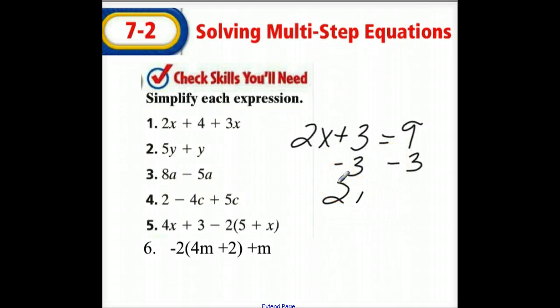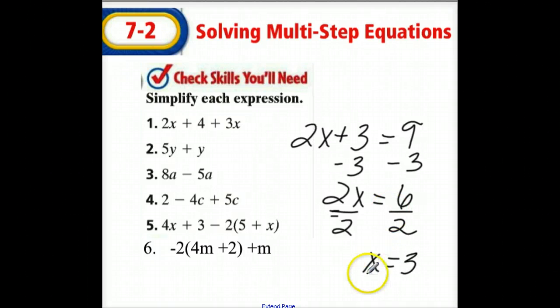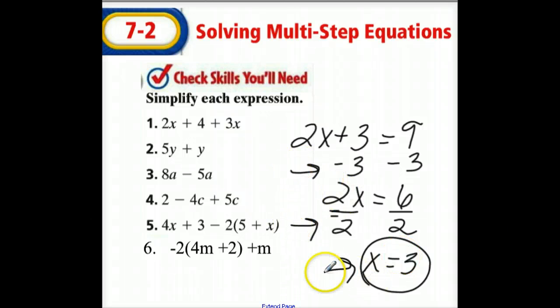I'm left with 2x equals 9 minus 3, which is 6. Final step is get rid of any coefficients or numbers attached to a variable. Since this is 2 times x, I'm going to divide by 2 to both sides. My final answer is x equals 3. So that's a two-step equation because there were 2 steps to get our solution.